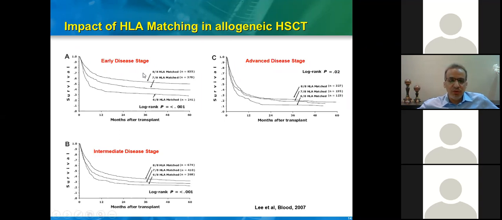If you wait for a better match, or if you wait for a better donor, the patient might move from being in early disease stage to intermediate, and the value of matching will be decreased. If you wait even more, the value of HLA matching will be diminished. So it is very important, if you don't have a match, to see what is best available at the moment and go ahead and transplant the patient.